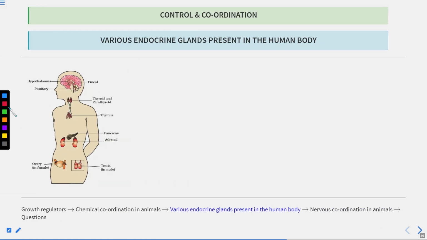Now, these are the locations of these endocrine glands. Here you can see the pineal gland is located here. Hypothalamus is located here. Pituitary is located here. Then you can see the location of the thyroid gland as well as the parathyroid gland, thymus gland, pancreas, adrenal gland, which is located above the kidneys. Then ovaries are present in females and the testes are present in males.